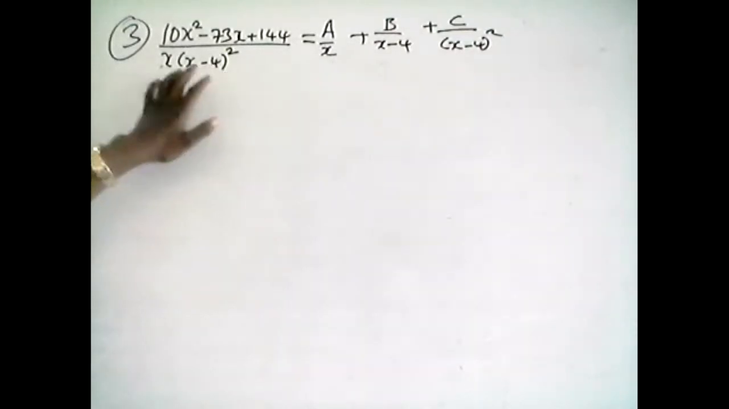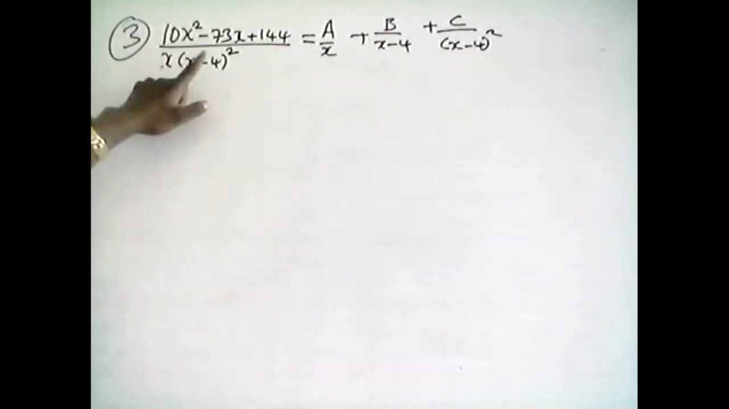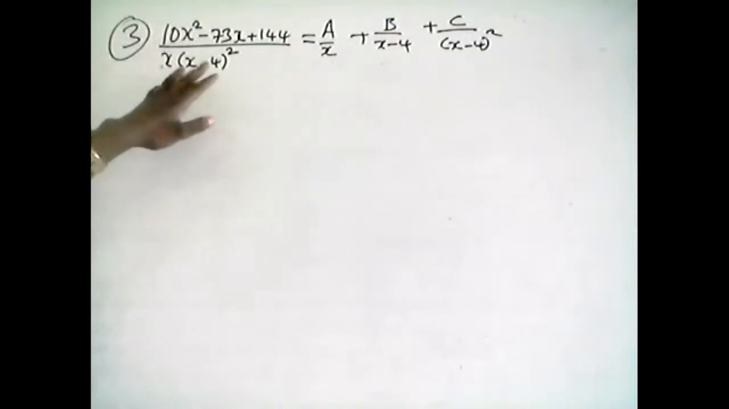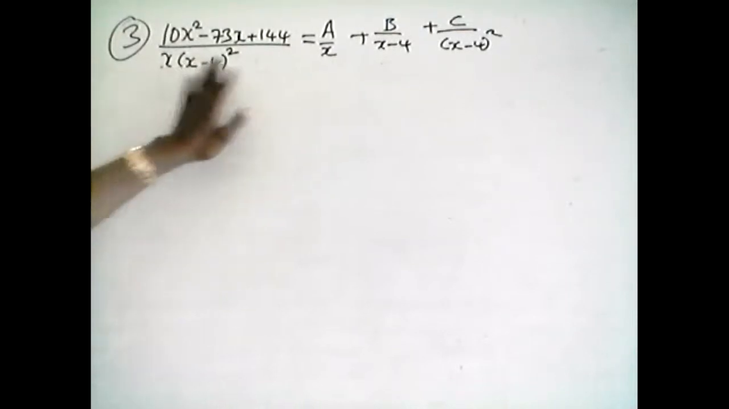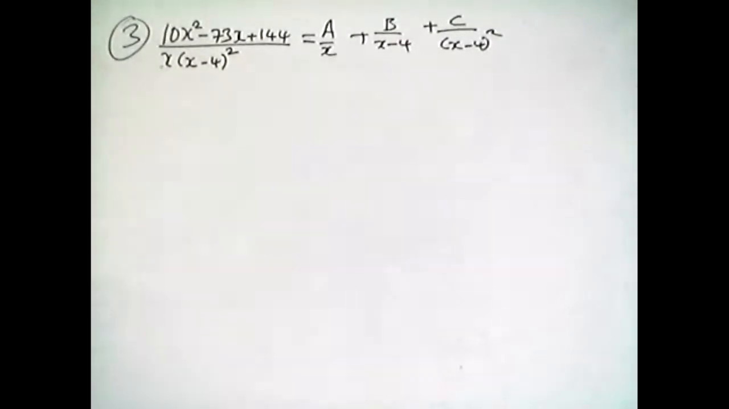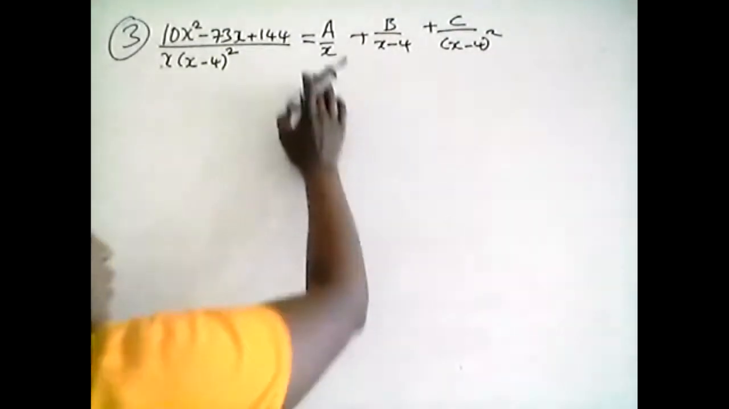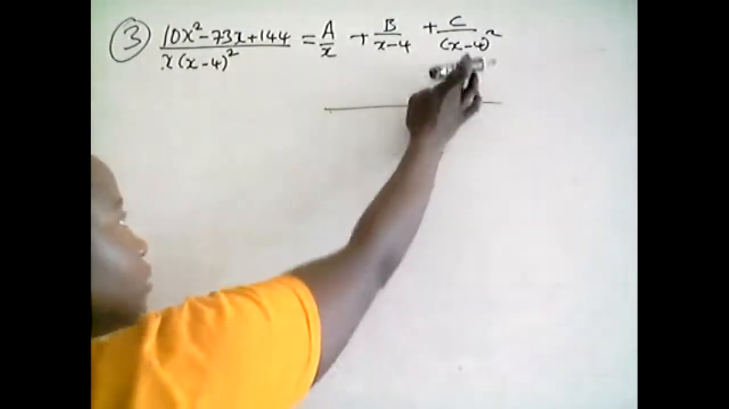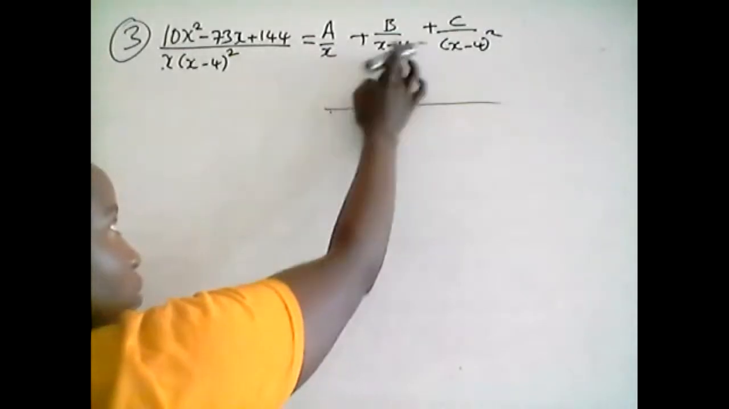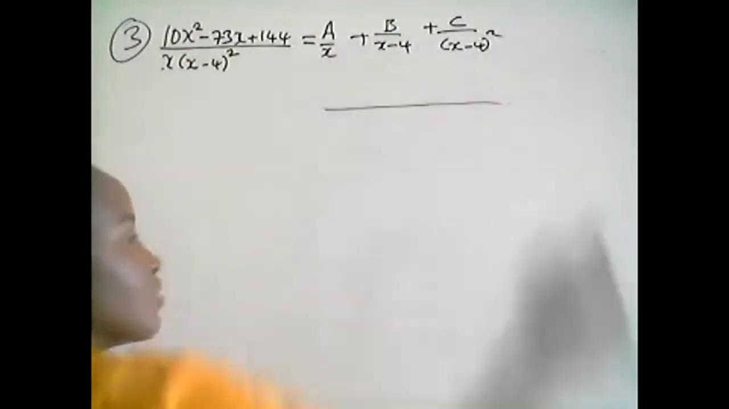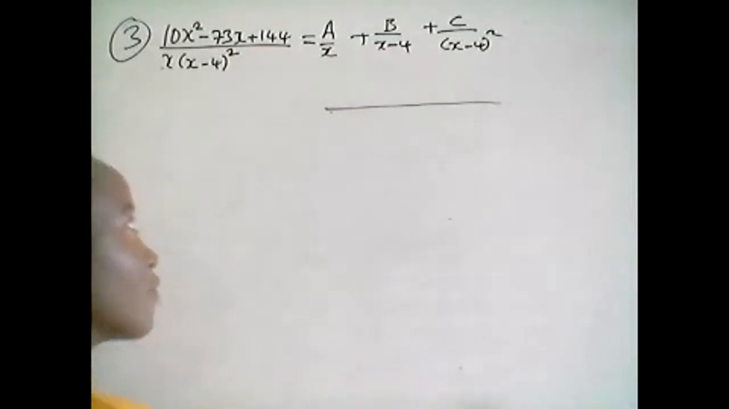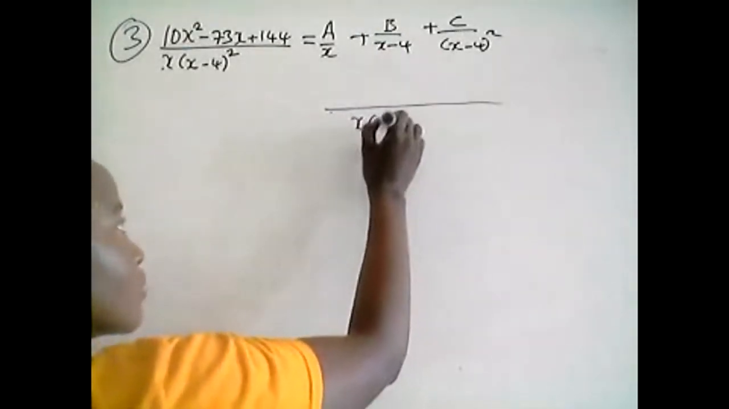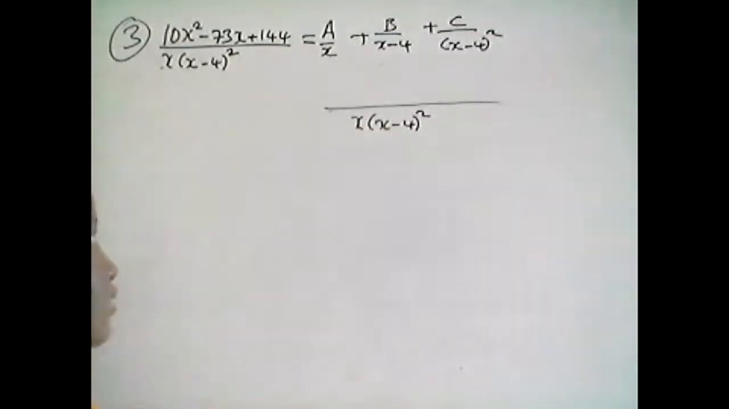So that's how we express this, 10x squared minus 73x plus 144 over this. So that's how we express it in terms of that. Next, after we've done that, we identify the common factors. So we look at the common factors here. In our denominator, we have this part and that part. We can't include this because it is already found inside that. So it will just be x minus 4 squared like that.